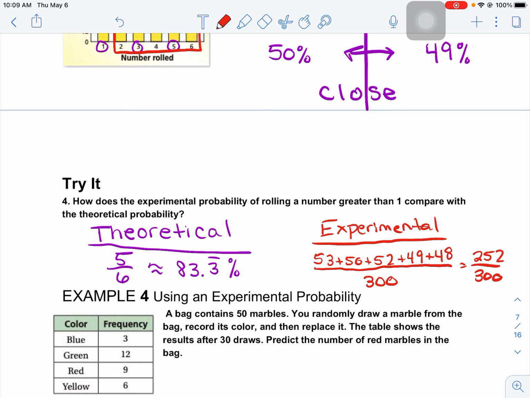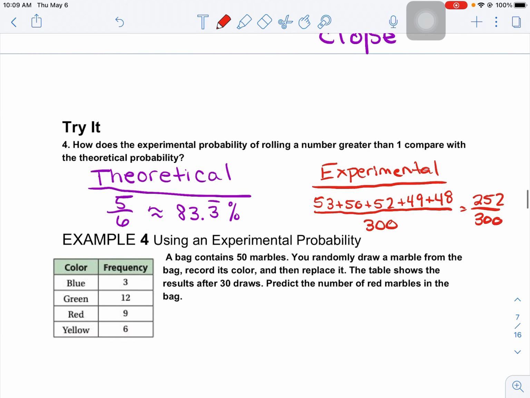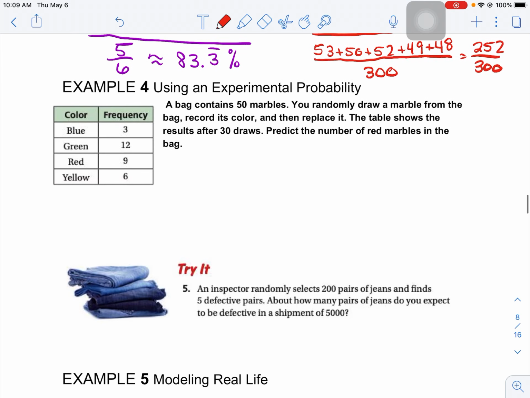And if I divide that, that gives me 84%. Okay, so once again, these are very close together, because again, we had so many trials. We had 300 trials, so our experimental and our theoretical are very close.